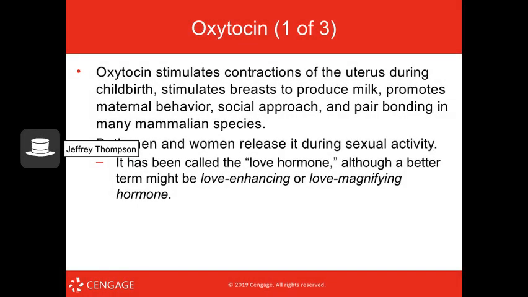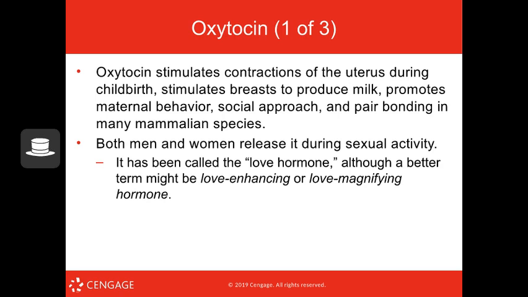You might remember our old friend oxytocin. Oxytocin stimulates contractions of the uterus during childbirth, stimulates breasts to produce milk, promotes maternal behavior, social approach, so how likely you are to approach somebody that you're interested in, and pair bonding in many mammalian species. So it helps you go, I like this person, I want to spend more time with them. Both men and women release it during sexual activity, orgasm. It has been called the love hormone, although a better term might be the love enhancing or the love magnifying hormone.